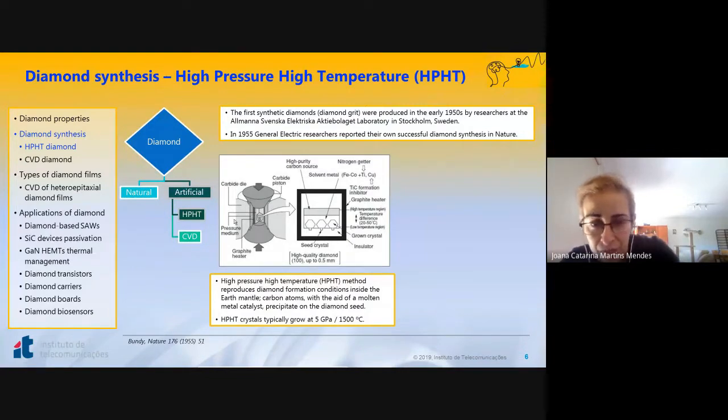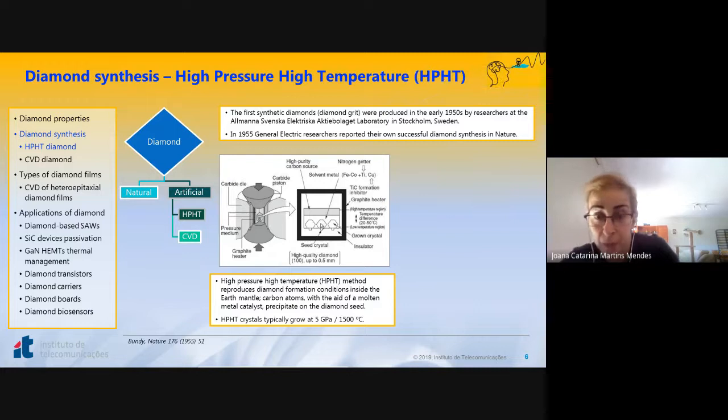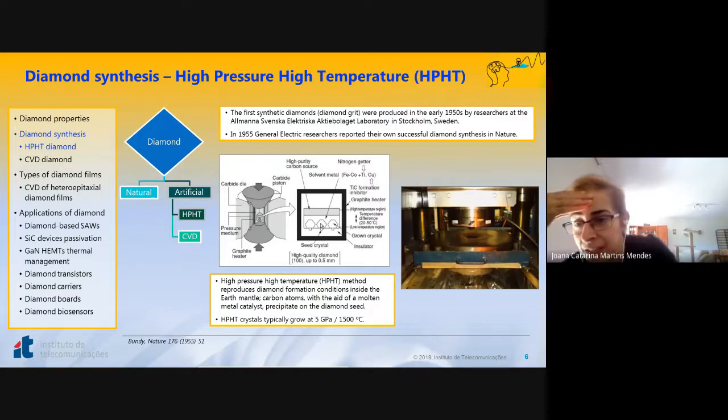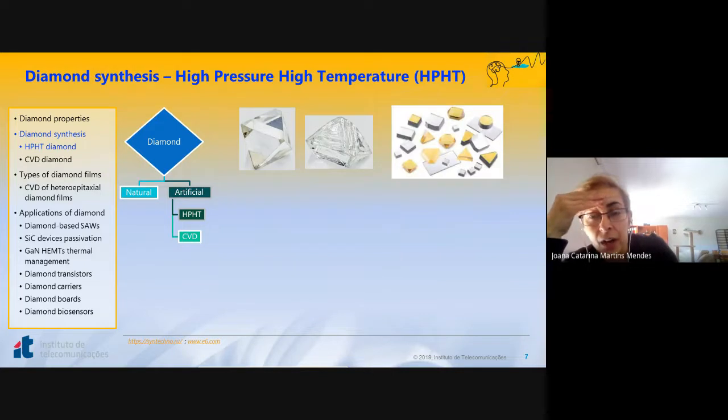So you have a press, basically, and in this press you have tiny seed crystals, and you have a high purity carbon source. And then as you apply a huge pressure, typically 5 gigapascal, and as you increase the temperature up to 1500 degrees, this metal will melt and will drag the carbon atoms from this carbon source towards the diamond seeds where they precipitate. Here you can see the inside of one of such systems. Here you see some diamonds that were fabricated with this method. After being cut and polished, they get these nice crystals.